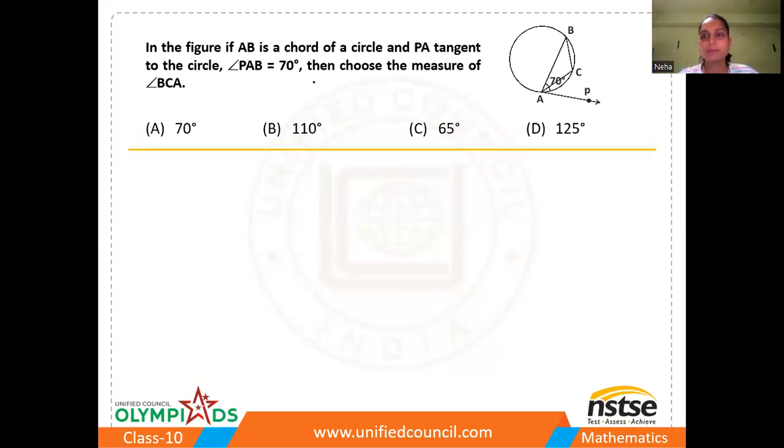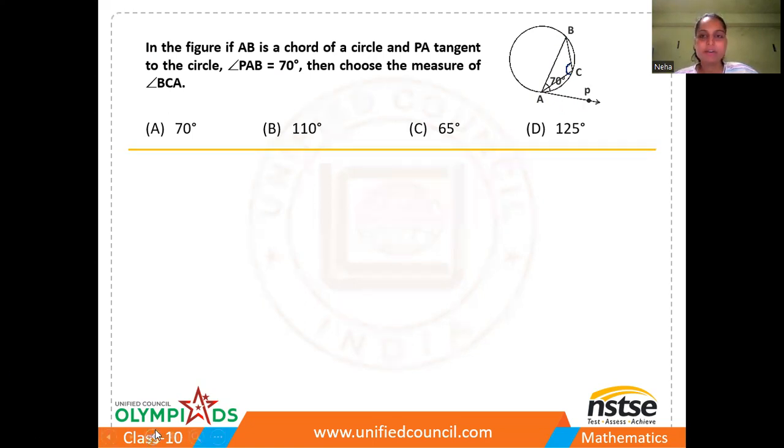Now just move to a little bit conceptual question. Okay, so here the question is that in the figure, AB is the chord of the circle, and PA is the tangent of the circle, and angle PAB, that means this angle, is given equal to 70 degree. Then choose the measure of angle BCA. BCA, that means you have to find this angle.